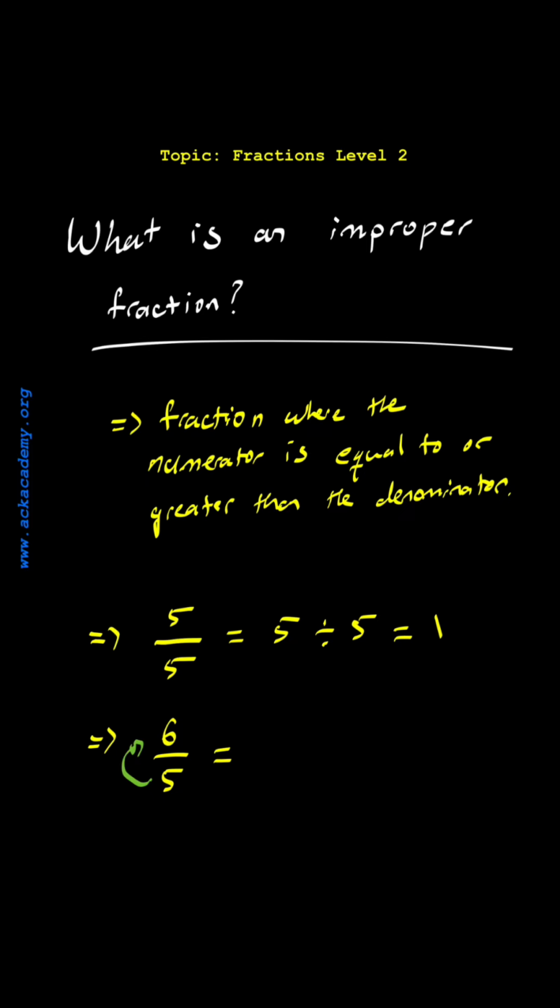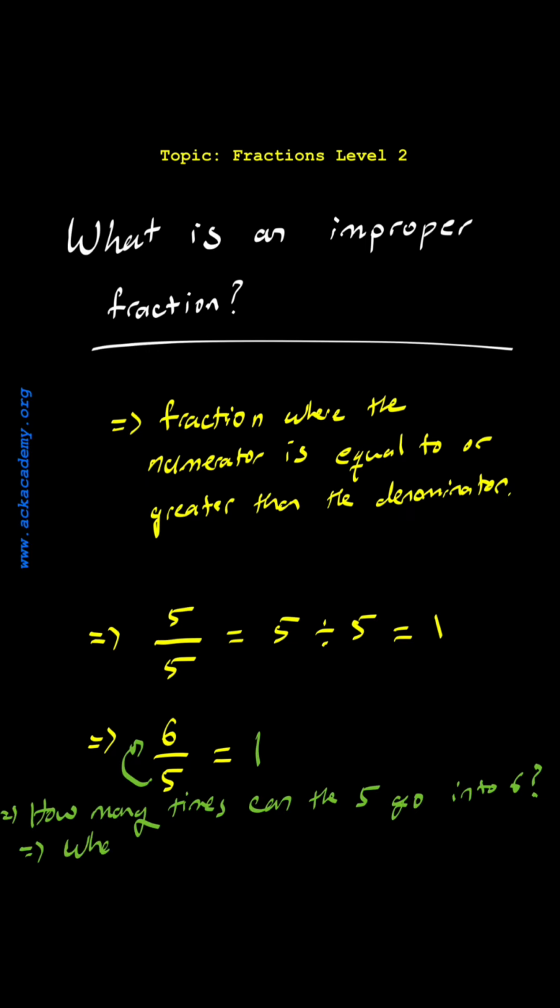And because the numerator is bigger, you want to ask yourself, how many times can the 5 go into 6? One time. And what is the remainder? Well, the remainder is, 5 can go into 6 one time.